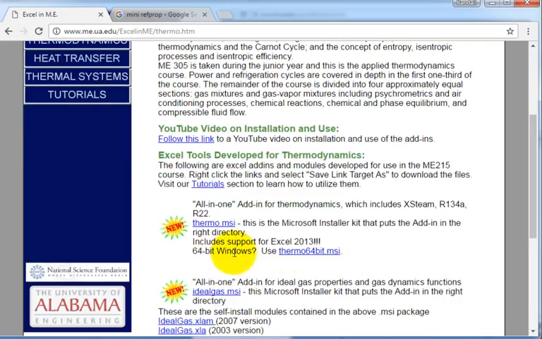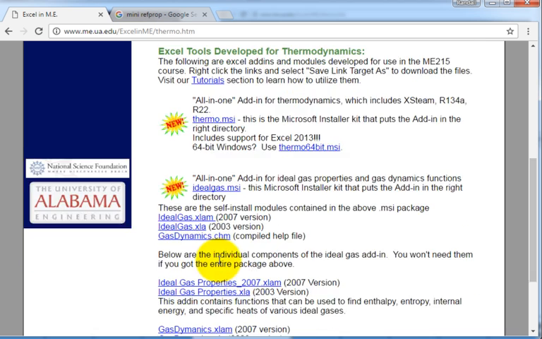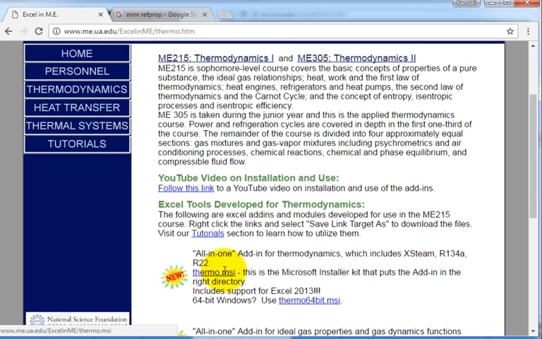You probably want the 64-bit Windows right here, and you probably do the all-in-one download, which gives you all the steam properties. It's Xsteam. Refrigerant 134A, R22. It doesn't give you a whole lot, but what it gives you, it's very good at. It's very good at refrigerant 134A. But does it give you ammonia? No. Propane? No. But what it gives you is very good. The steam is very good. It also gives you other things, ideal gas and things, but I'm not recommending anything but the thermodynamics. Other stuff is good, but for this class, you don't have a lot of time to go exploring.